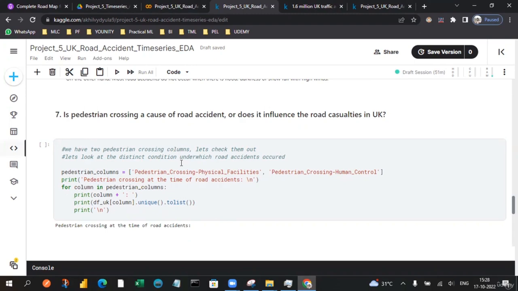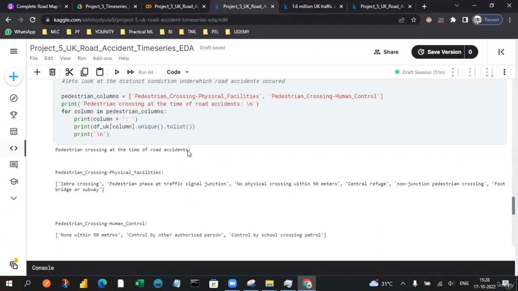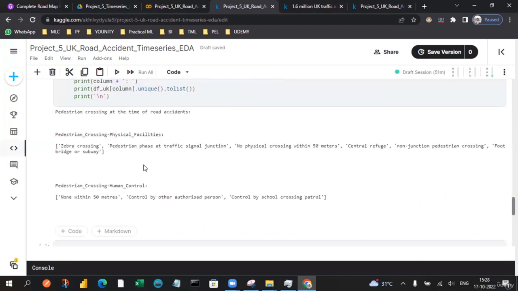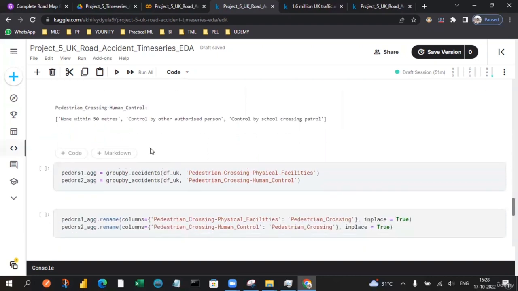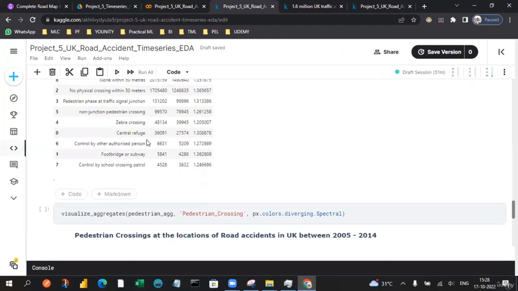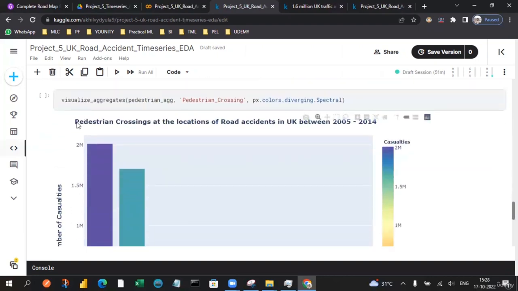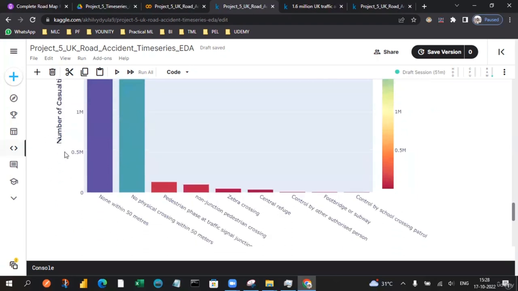Let's check out what exactly the distinct conditions under pedestrians are. So these are the different distinct conditions: no physical crossing or pedestrian phase, traffic signal, junction or non-junction. Let's play around with these kinds of plots so that we will be able to identify the crossing facilities with the number of casualties. So none within 50 meters, no physical crossing within 50 meters.